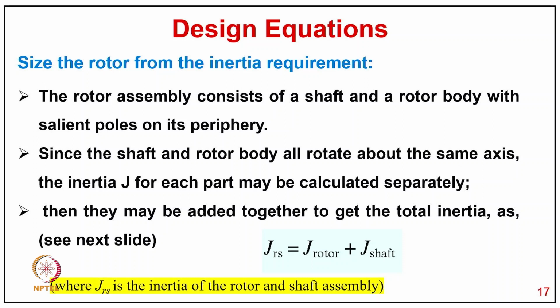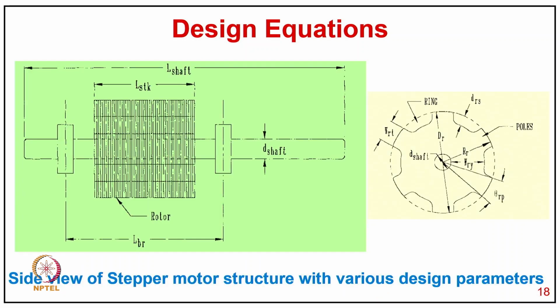Here JRS is the inertia of the rotor and shaft assembly, including the load. This is a side view of the motor structure with various design parameters, such as LSA, the shaft, and the distance between the bearings, the rotor and shaft dimensions, and the total length of the shaft.